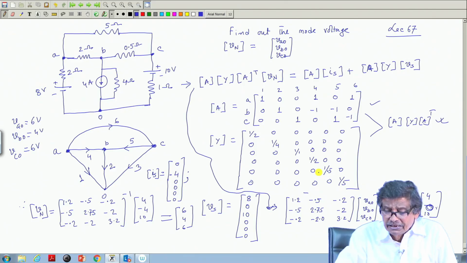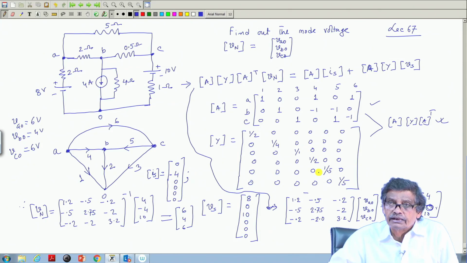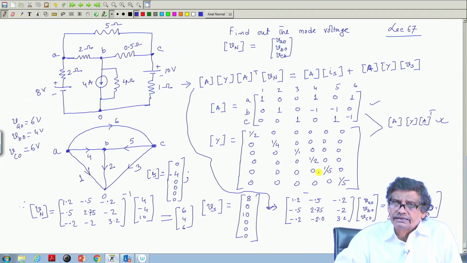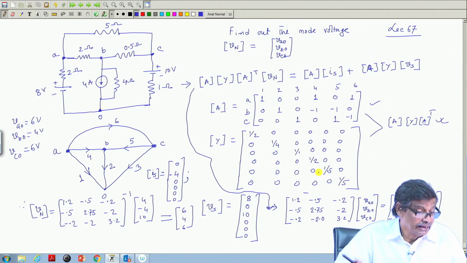It will calculate and give you finally the node voltages or the loop currents, and from node voltages and loop currents you can easily calculate every branch current, as I told you earlier. So, this is the second problem.